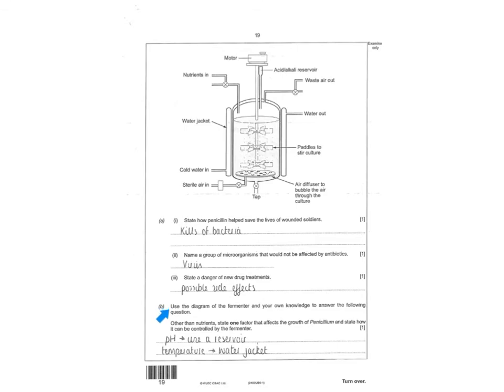Use a diagram of the fermenter and your own knowledge to answer the following question. Other than nutrients, state one factor that affects the growth of Penicillium and state how it can be controlled. So pH, and that's why we have our reservoir to control how acidic or alkaline the liquid is, the solution, and temperature. So you've got a water jacket to maintain the temperature of the fermenter.